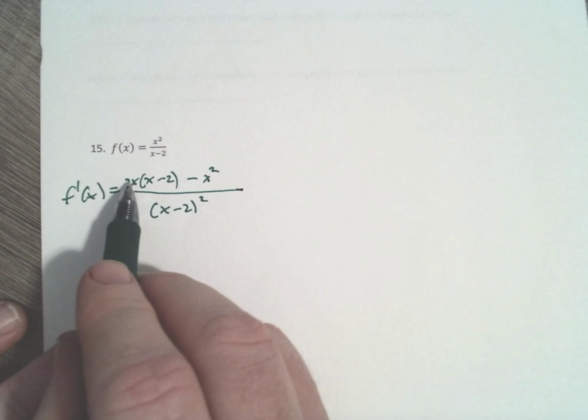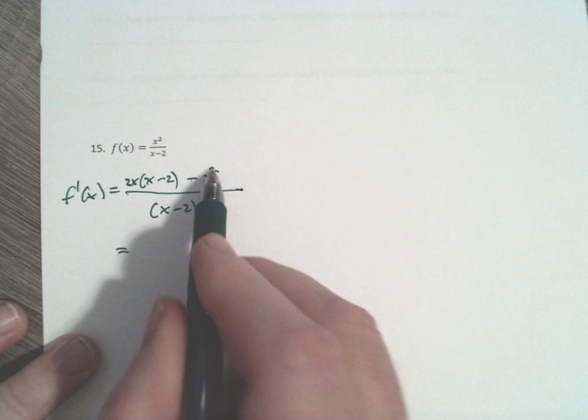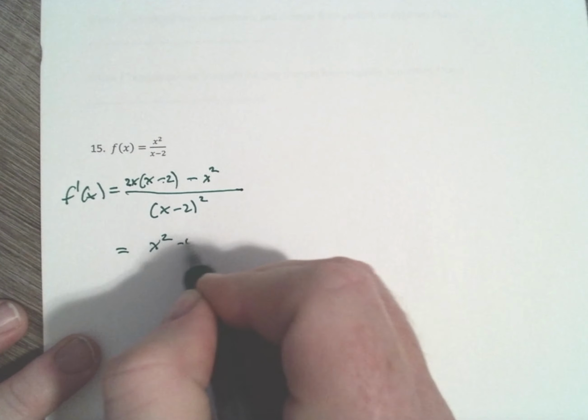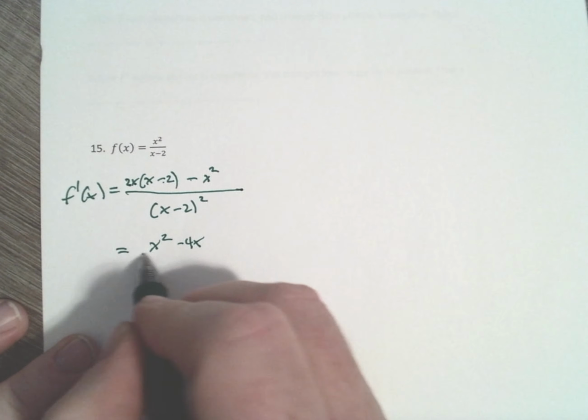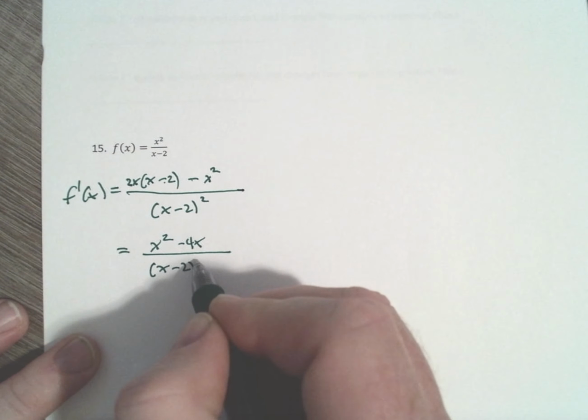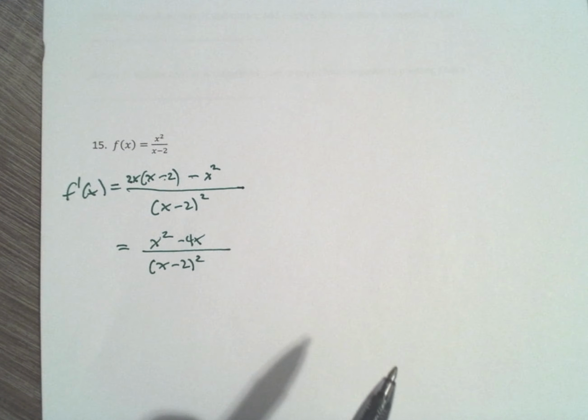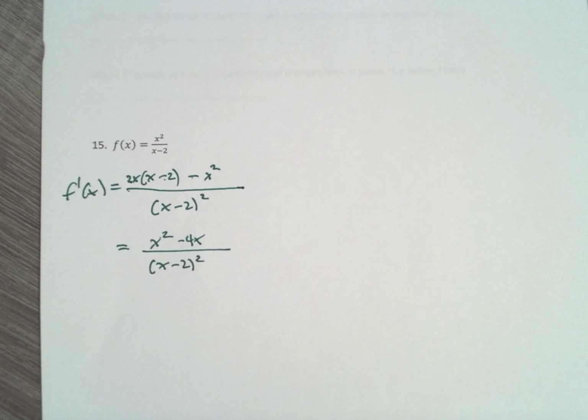Cleaning up the top, that's going to give me 2x squared minus 1x squared, which is x squared minus 4x. Got to distribute the 2x in, over (x minus 2) squared. Okay, now we have a situation where we're going to be 0 when the numerator is 0, and we're going to be undefined when the denominator is 0.